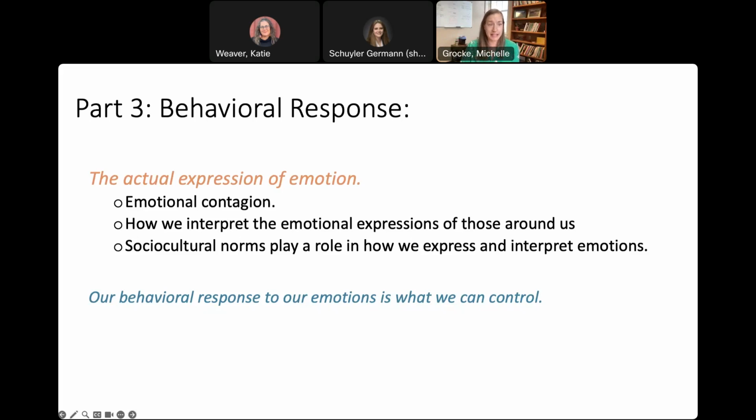Another important piece here are sociocultural norms. So there is some great research that came out of Stanford University that talks about how most people across the world want to feel more positive than negative.